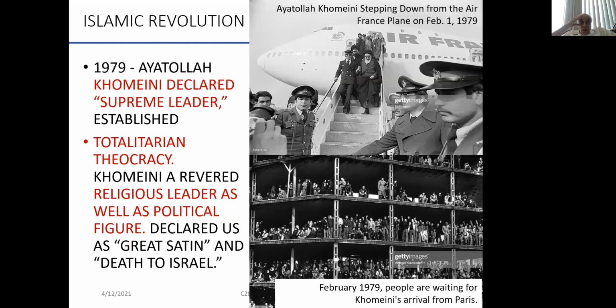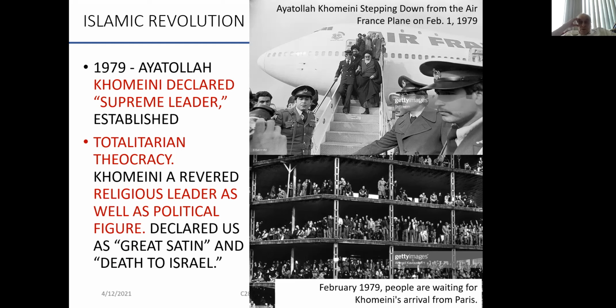And then 1979, Ayatollah Khomeini returned, declared himself the supreme leader, and established the Islamic state of Iran. Khomeini was not a Democrat. Khomeini was a totalitarian theocrat, a revered religious leader, and an important political figure. And he immediately called the United States the Great Satan and pledged to the death of Israel.